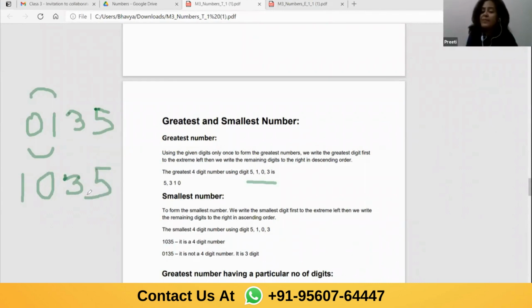So children, always make sure that when zeros are involved, you might make a mistake. Okay. So if I say 0135, it is not a 4-digit number. It is a 3-digit number. But in order to create the smallest 4-digit number, I have to make it 1035. Right?